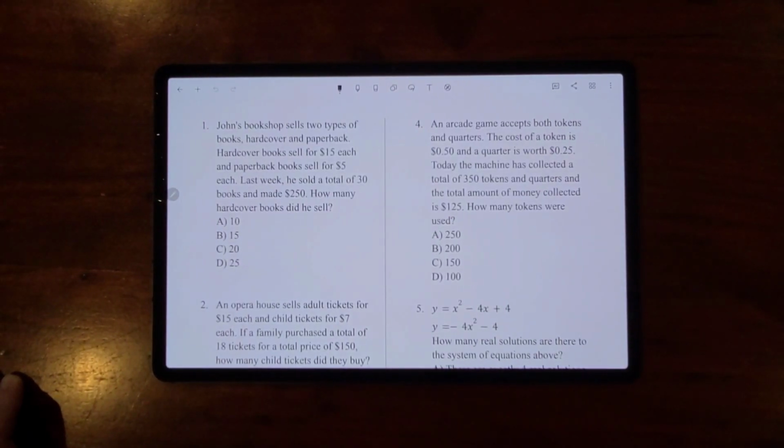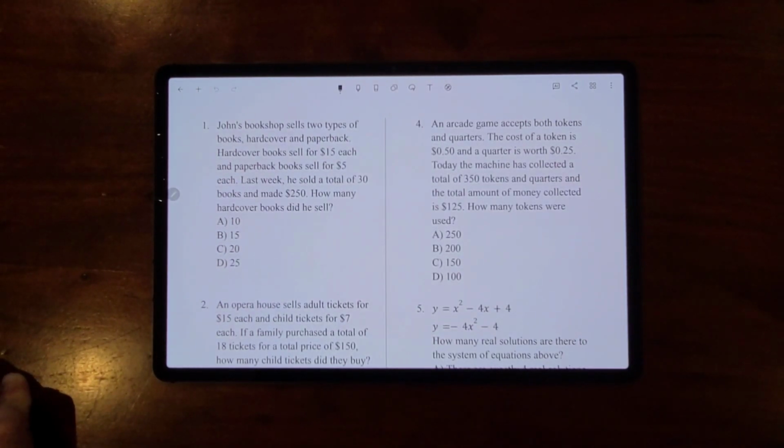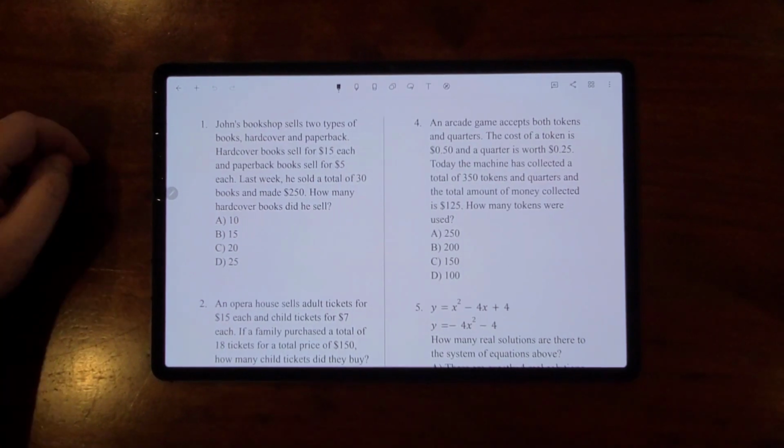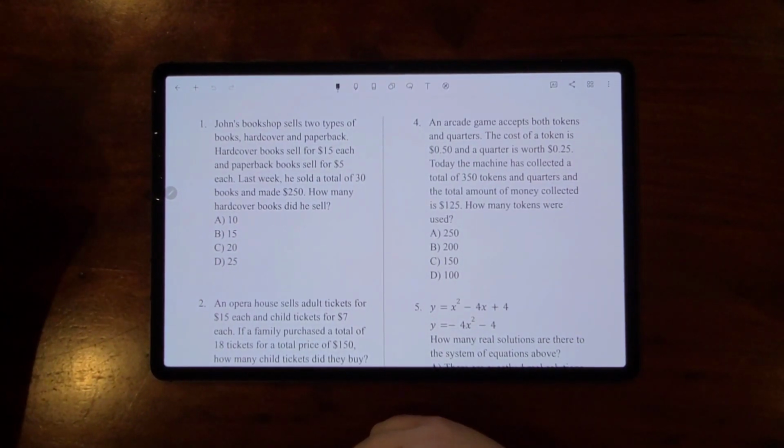Okay, so we're going to be doing the Systems of Equations chapter in my new version of the SAT math book, the one that's updated for the digital SAT math exam. So let's start with number 1.